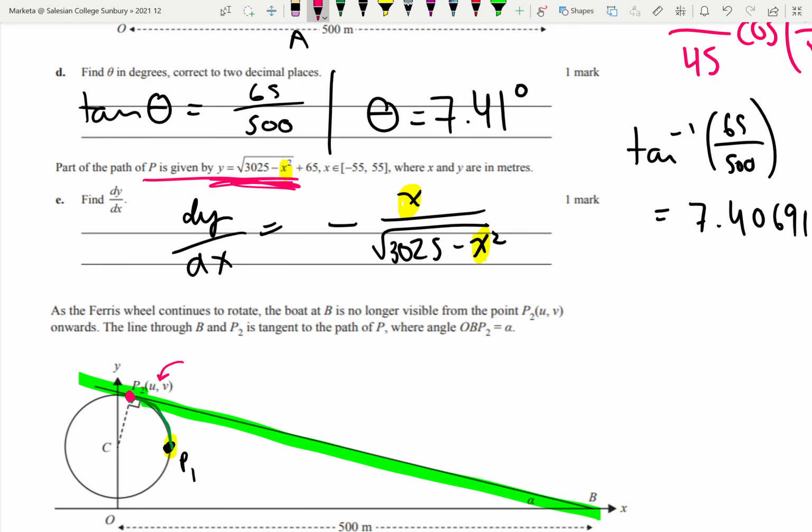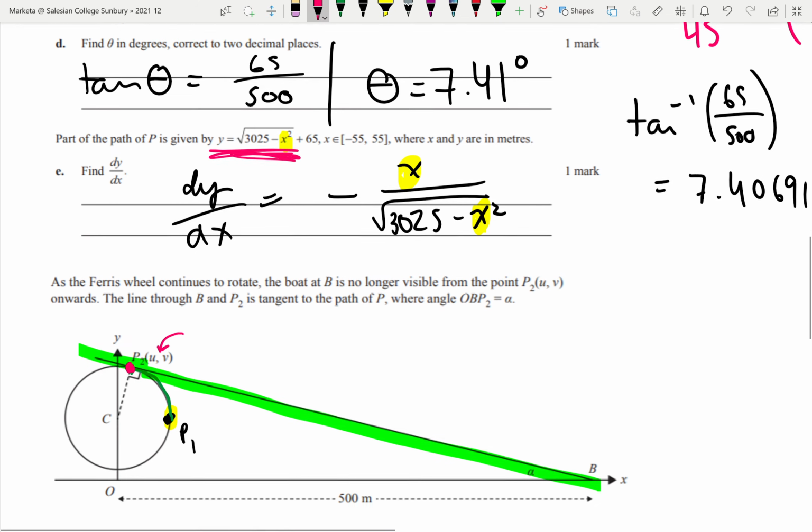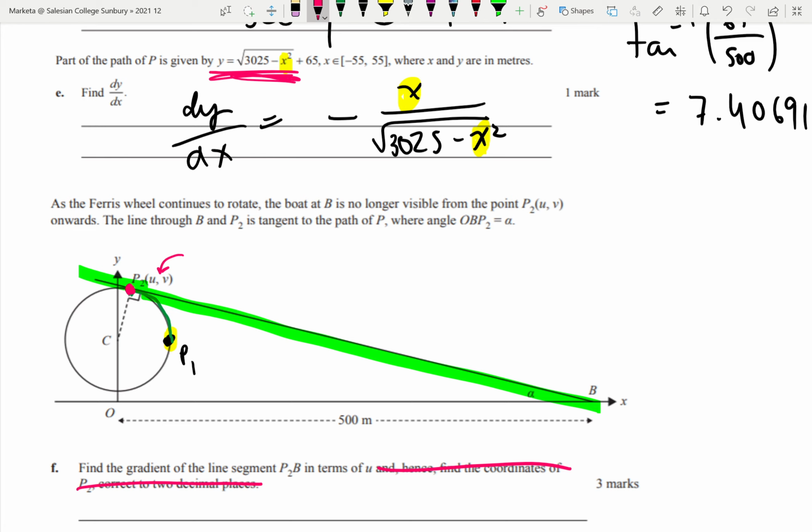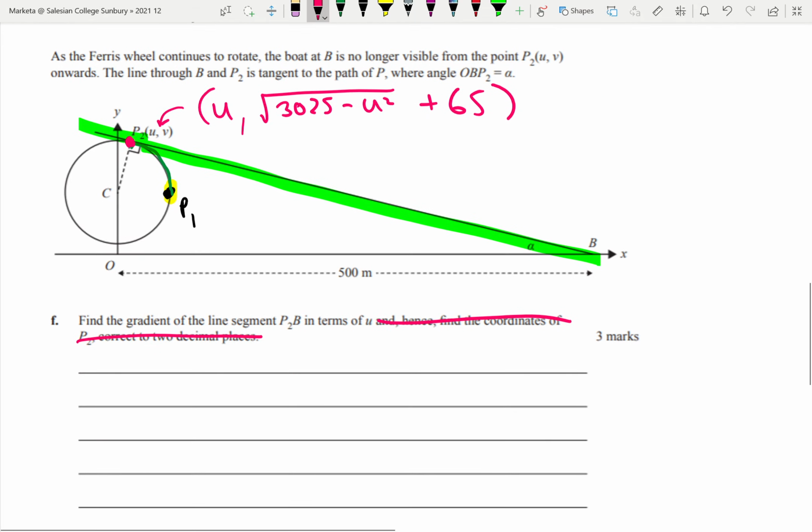The path of P is given by this. So this is the path of P. So this is how P goes around the circle here. So any point on that circle, if you've got the x value, you can sub in to find the corresponding y value of that point. So we have u as our x value. So this point must be u, comma, root 3025 minus u squared plus 65. So that's what I'll call that point. So we don't have a nice value, but we have it in terms of u.